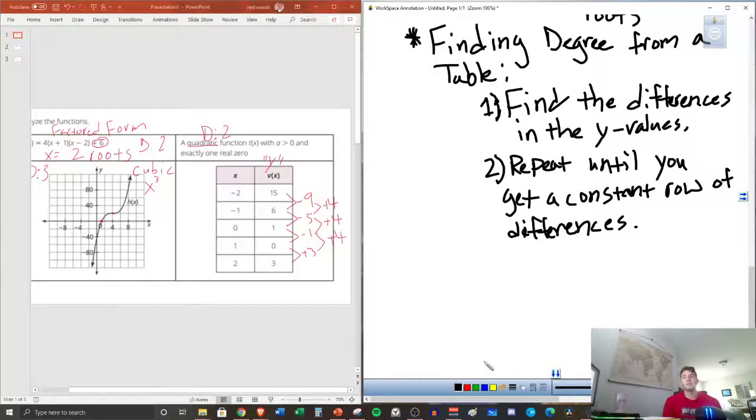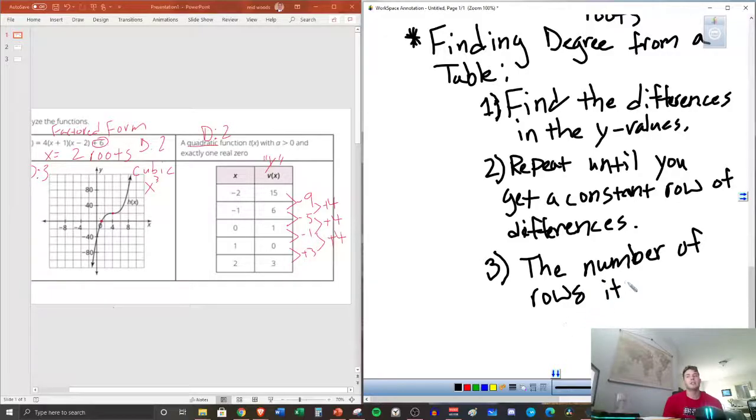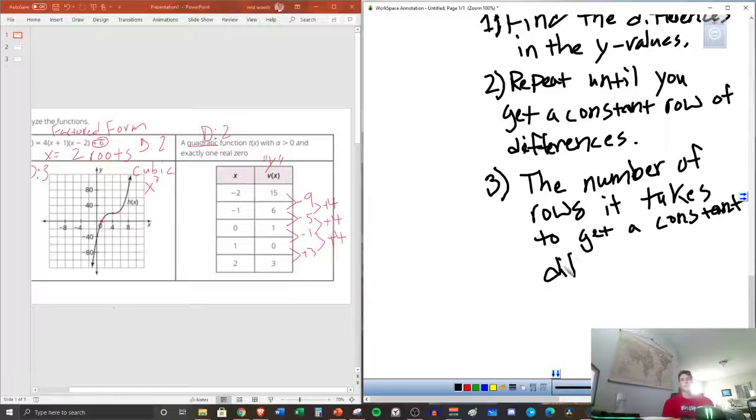So what does this mean? Here we go. This is the rule we need. The number of rows it takes to get a constant difference is equal to the degree.